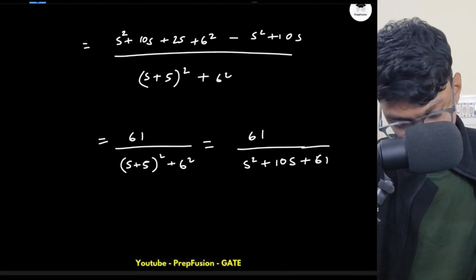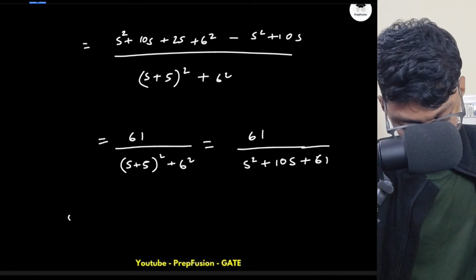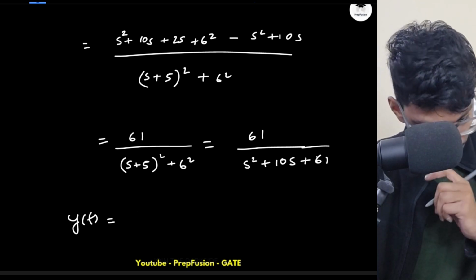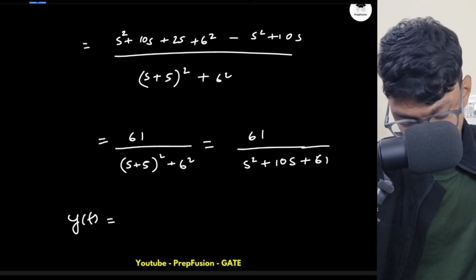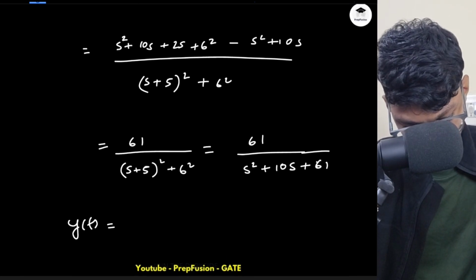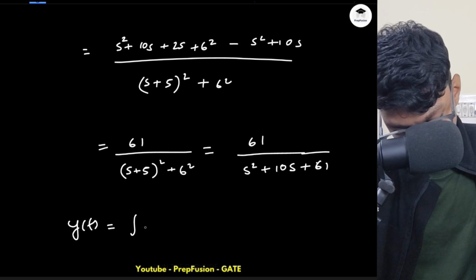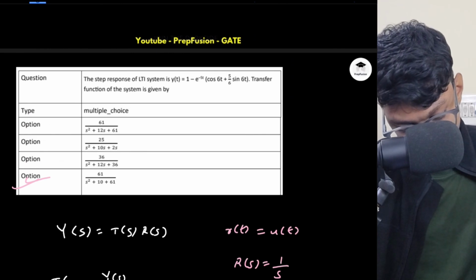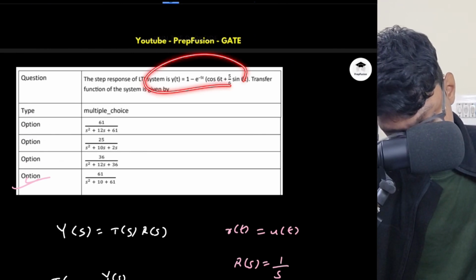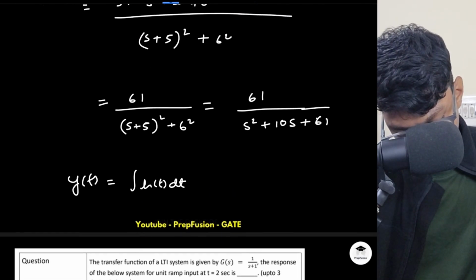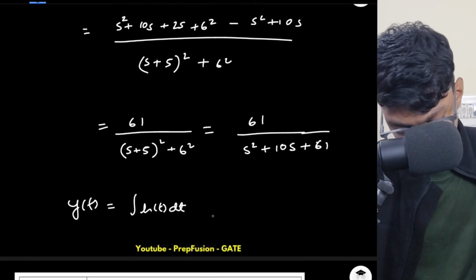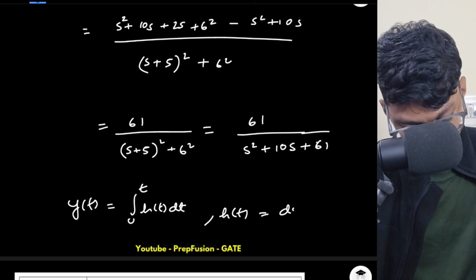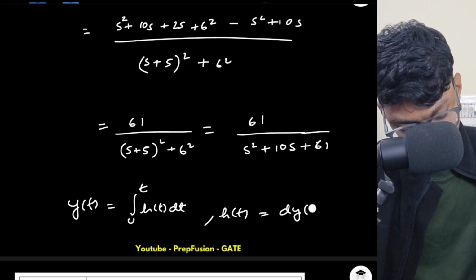Another information that you should know is that your step response y of t is always equal to, since 1 by s is getting multiplied, basically the integration of your impulse response h of t. But impulse response is not given here. They have just given me the step response. So you can write your impulse response h of t, from 0 to t, will always be equal to dy, the differentiation of the step response.